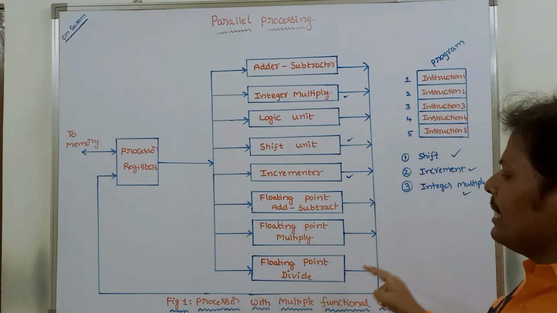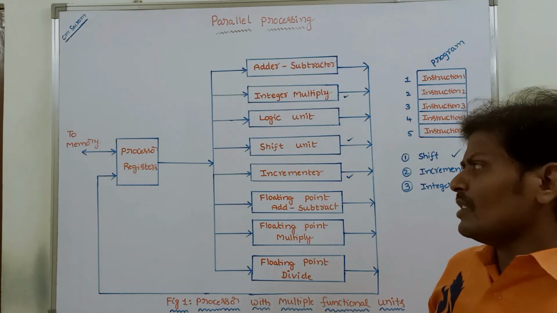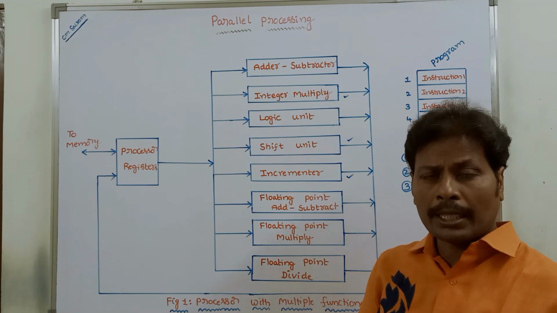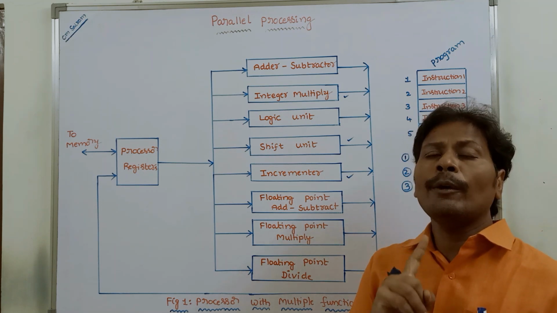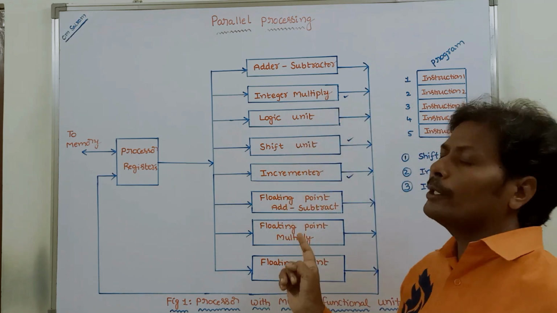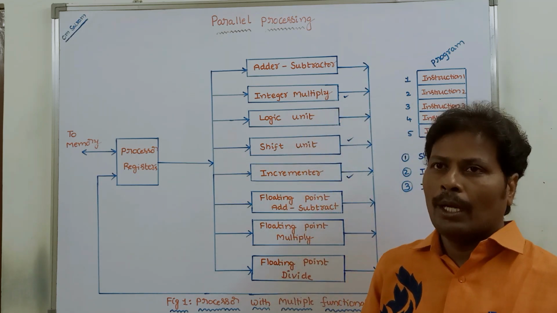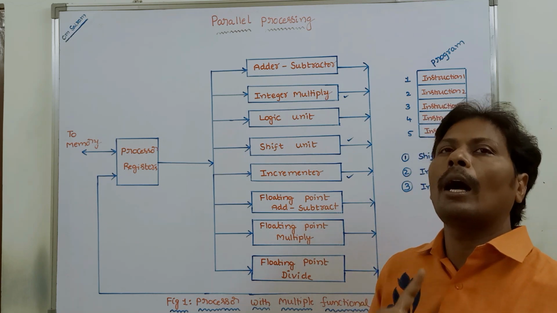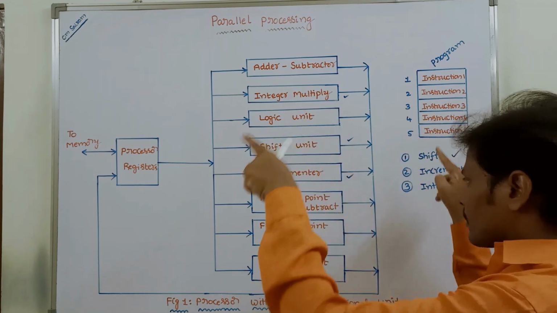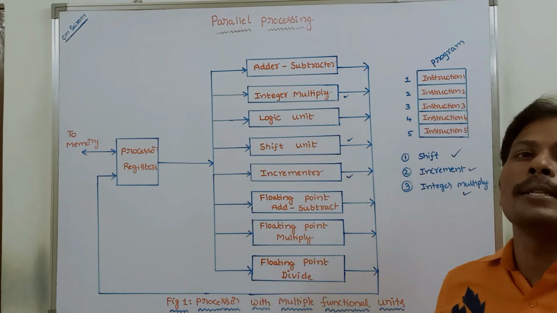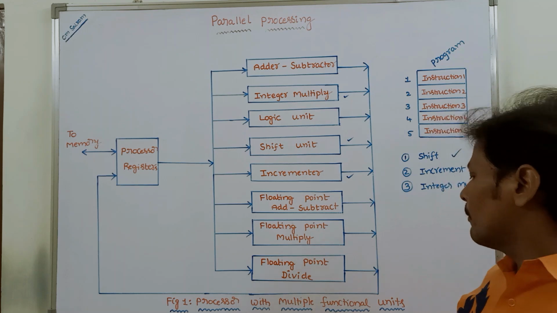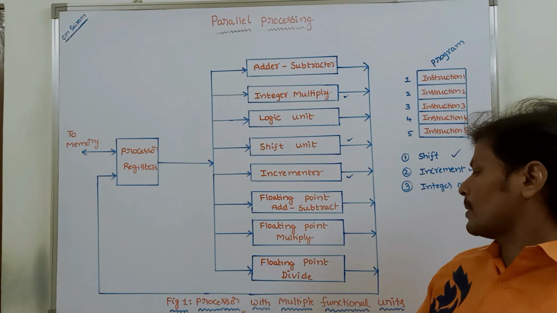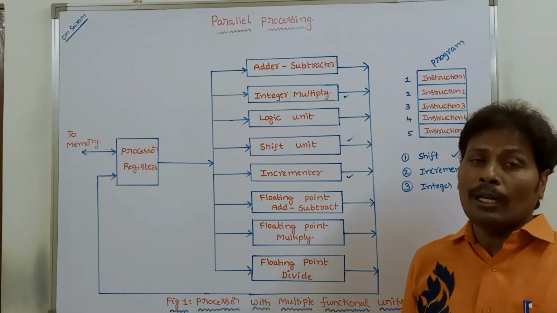Okay, so in this entire diagram, one control unit is required, processor registers are required, and one ALU can be divided into 8 functional units. One control unit, processor register and one ALU. These are the 3 main parts of the CPU. So, processor with multiple functional units. This diagram shows the processor with multiple functional units.